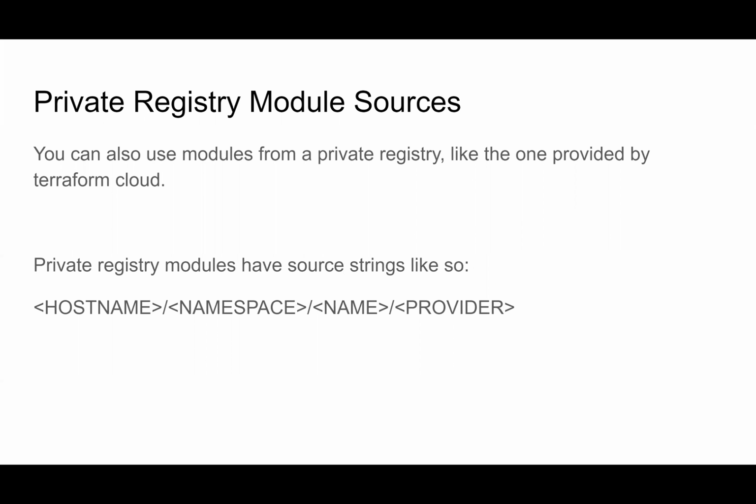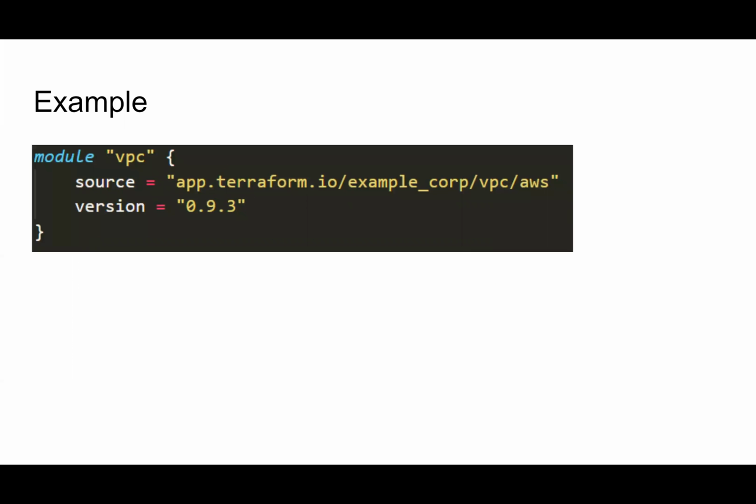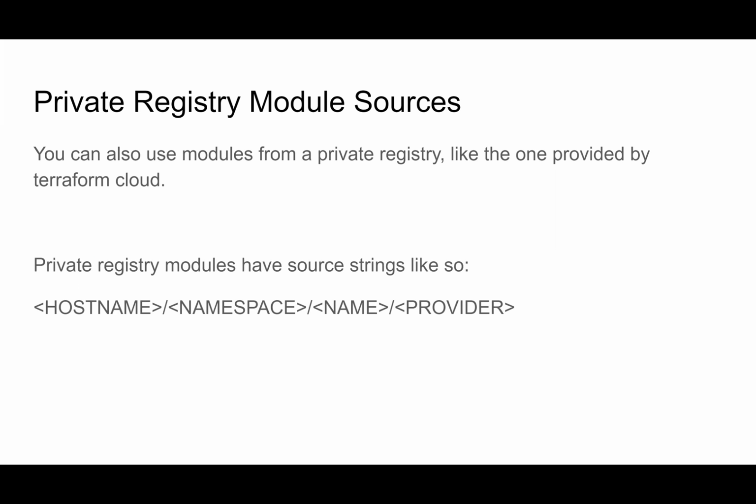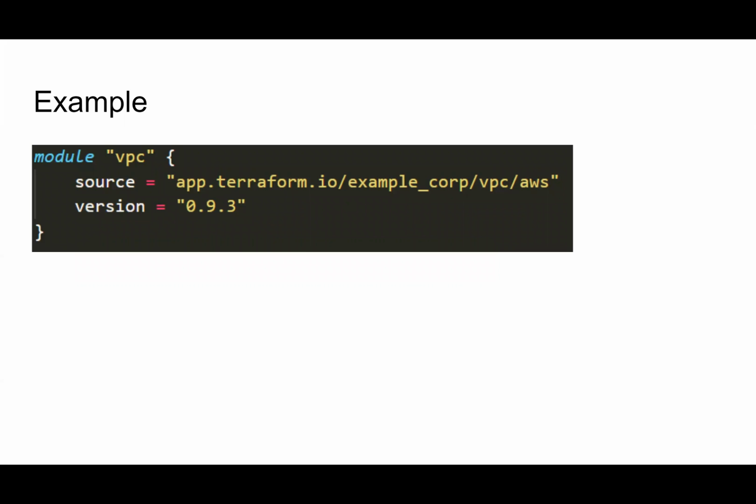So you can also use modules from a private registry, like the one provided in Terraform Cloud. You just have to specify the string like so. You have your host name, namespace, name, and provider. Here's an example. So VPC, you have the host name, app.terraform.io, namespace, example corp, and then name, VPC, and then provider, AWS.